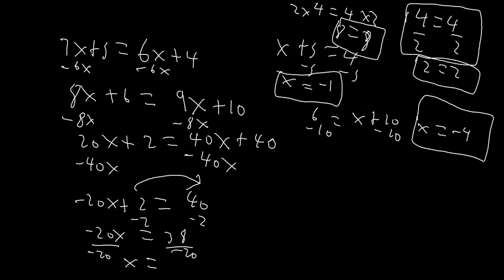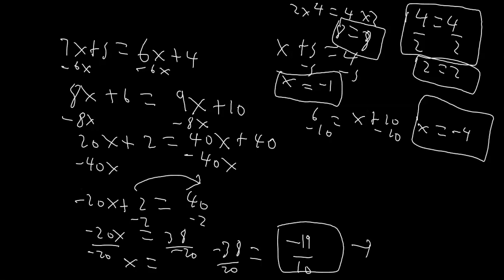So then we get here, right, 38 over -20. Simplifying this, we get -19 over 10. And that's our answer. Let me rewrite that a bit neater. Alright, there's our answer.